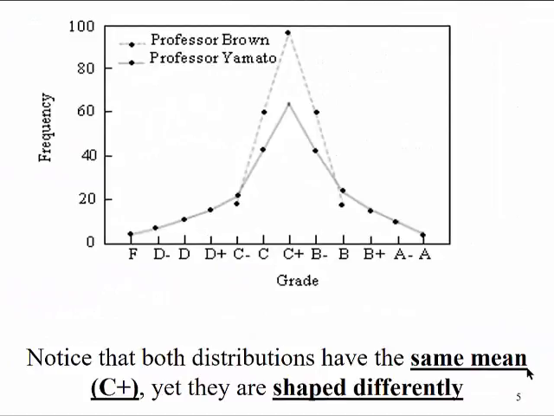So why is this important to know? Let me give you another visual example where I think the distinction becomes very clear why it is important. Variability measures help us to sum up a distribution of scores without really looking at each and every score. So you can see here, for example, we have two different professors for two different classes, Professor Brown and Professor Yamato. And you can see that for both of the professors, the average grade in the class is a C+.